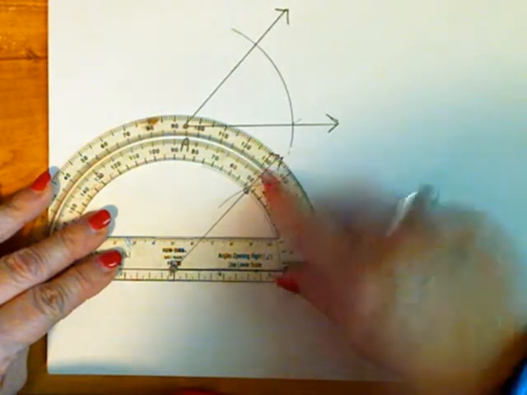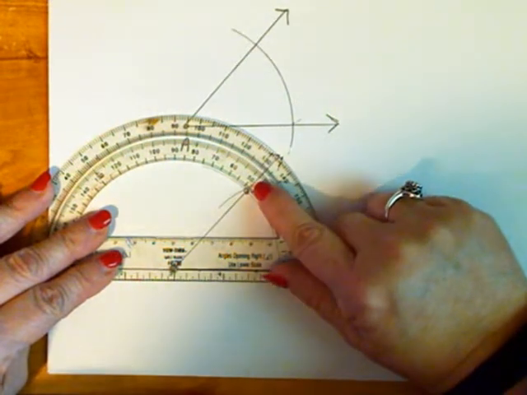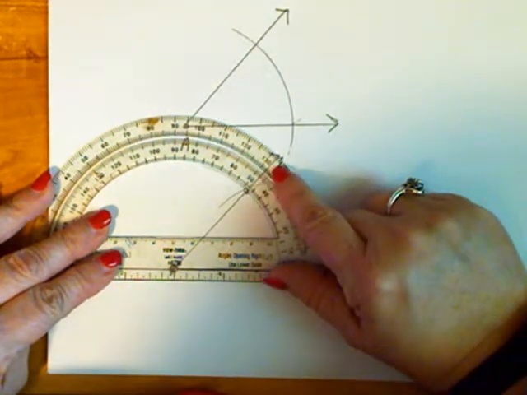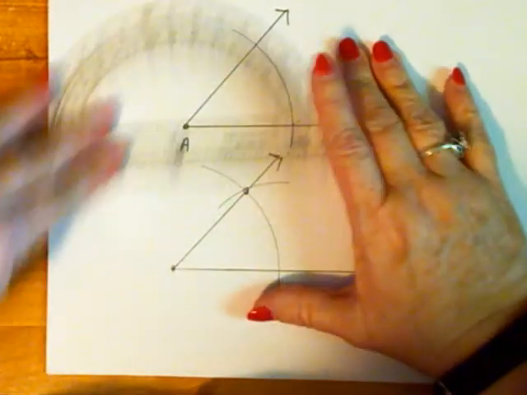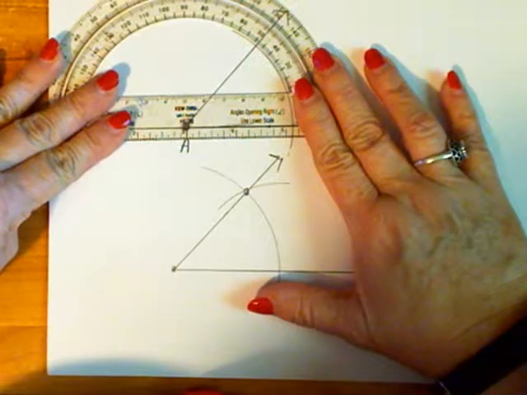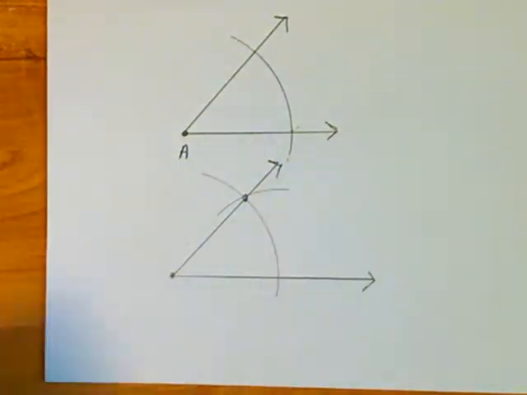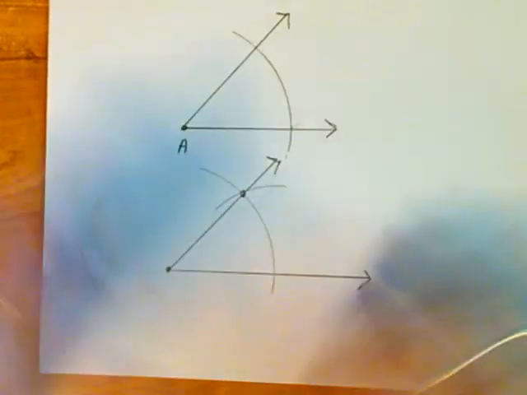Now I would measure this, and I'm looking at small numbers because it's less than 90. This is about 47 degrees, and when I measure here, it's about the same thing. It's a little bit off, but they're pretty close. So those are congruent angles. Now let's label them real quickly.